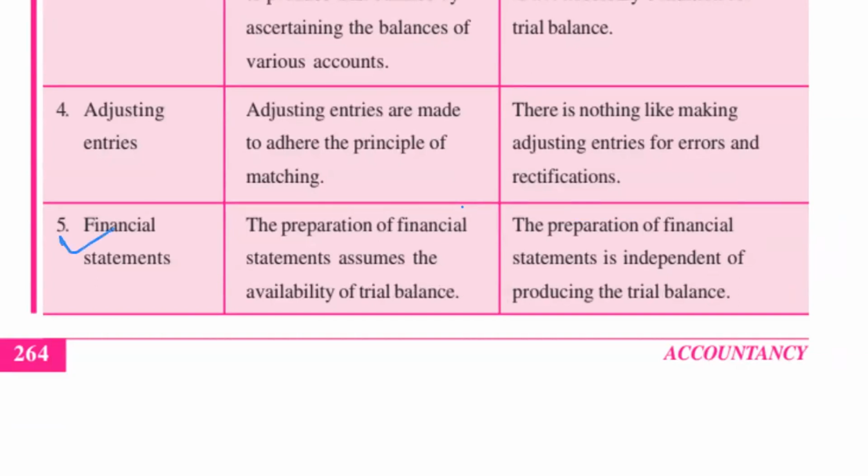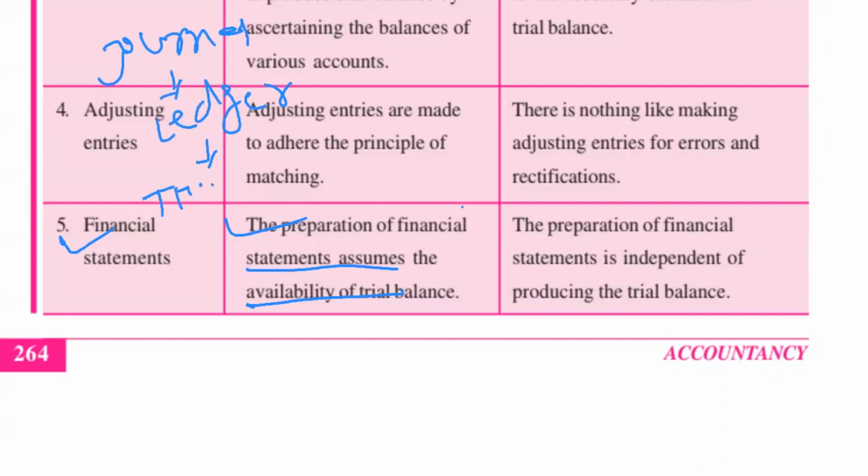See, then financial statement. The preparation of financial statements assumes the availability of a trial balance under the manual system, but the preparation of financial statements is independent of producing a trial balance under the computerized accounting system. Under the manual accounting system, compulsorily, first you will record the transactions in the journal. After that, the ledger. After that, the trial balance. After that, financial statements.